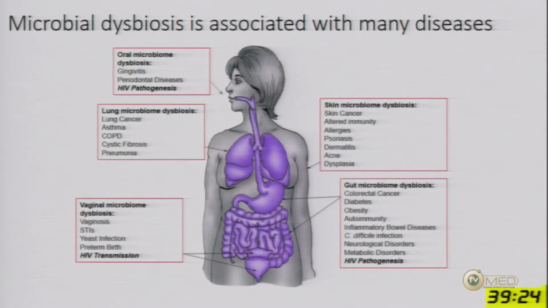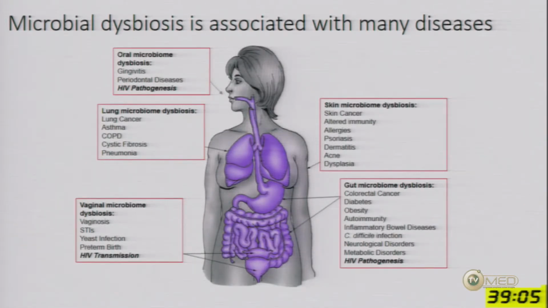So we tend to think about the GI tract microbiome, and by far the most bacteria in the body is in the colon. However, there are microbiomes all over your body. You have an oral microbiome, eye microbiome, ear microbiome, lung, skin, vaginal. And virtually every microbiome site has been associated with some sort of disease.